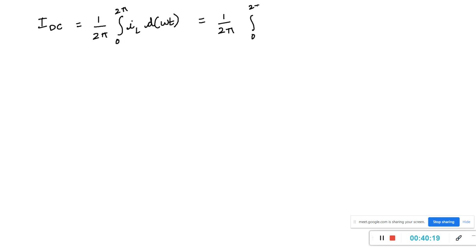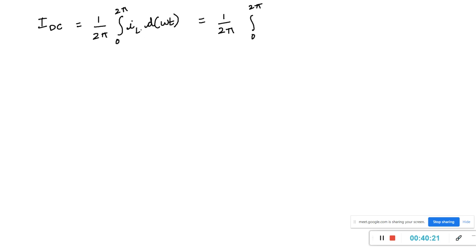Okay. So let me write here. IDC, I am finding out the average load current, IDC. So IDC is found out by integrating for one complete cycle and dividing it by 2 pi. So 1 divided by 2 pi, integration for one complete cycle, 0 to 2 pi, load current IL d omega t. This can also be written as 1 by 2 pi, 0 to 2 pi.